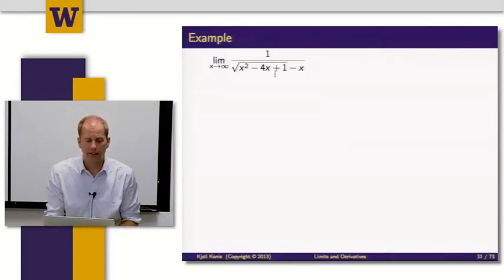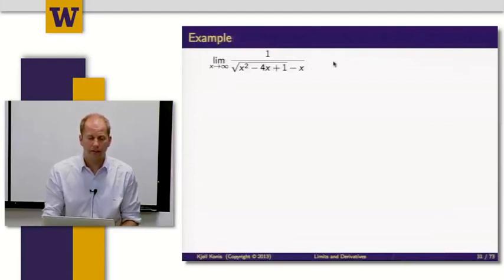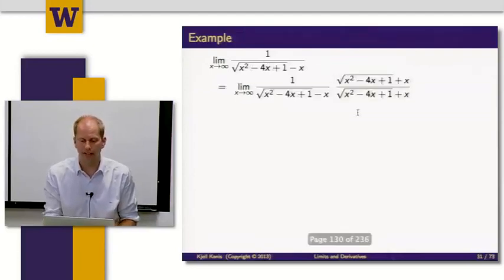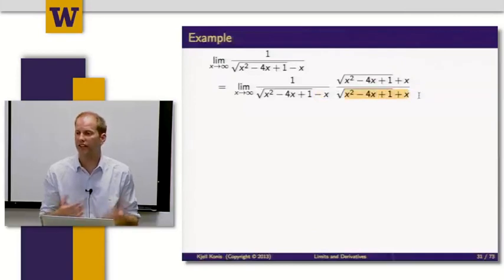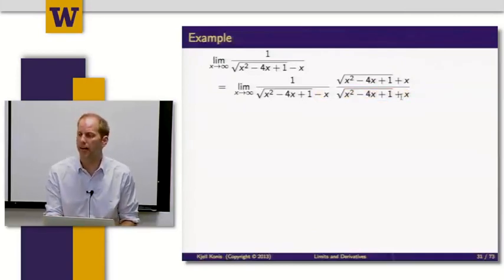So I want to evaluate this limit: 1 over the square root of x squared minus 4x plus 1, and then minus x. Basically, the strategy you use to evaluate a limit like this is you want to get the square root out of the denominator. So the first step I'm going to take, if I have minus x here, is make something called the conjugate of that by putting, it looks exactly the same, but I get a plus x.